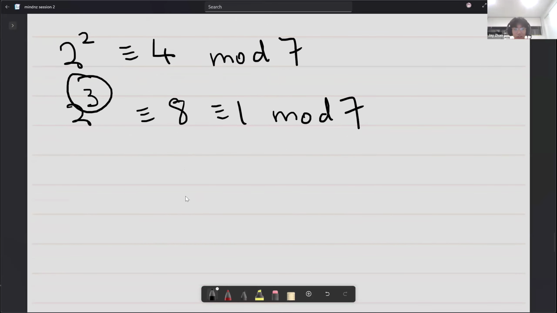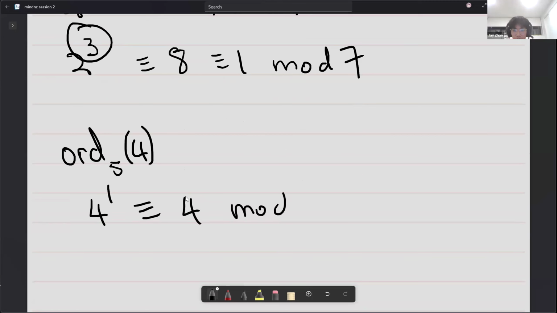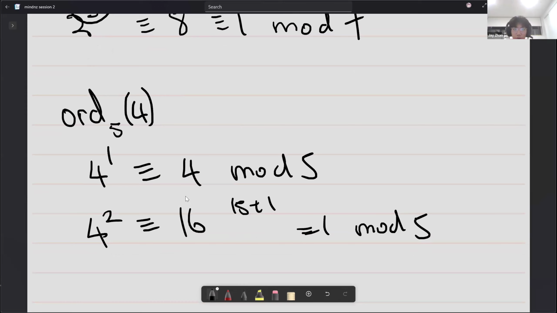And then I'm gonna do a different example. So let's say we wanted to find the order of 4 taken mod 5. So 4 to the 1 is congruent to 4 mod 5, and then 4 to the power of 2 is 16, and this is like 15 plus 1. So this is 1 mod 5. So then the order of 4 mod 5 would be 2, because 4 to the 2 is the smallest power of 4 which is congruent to 1 mod 5.